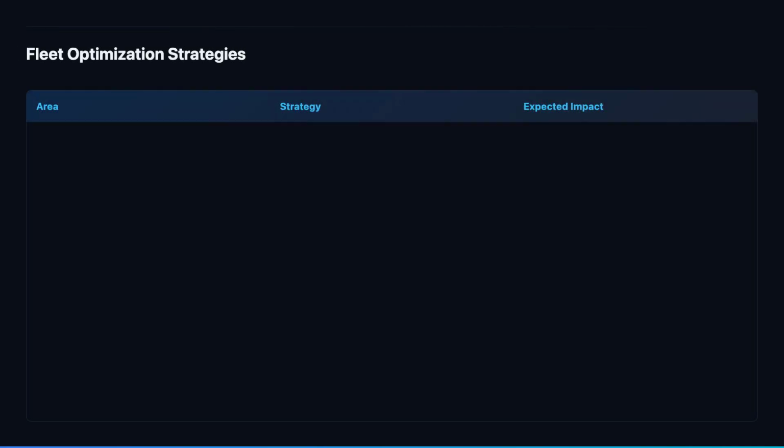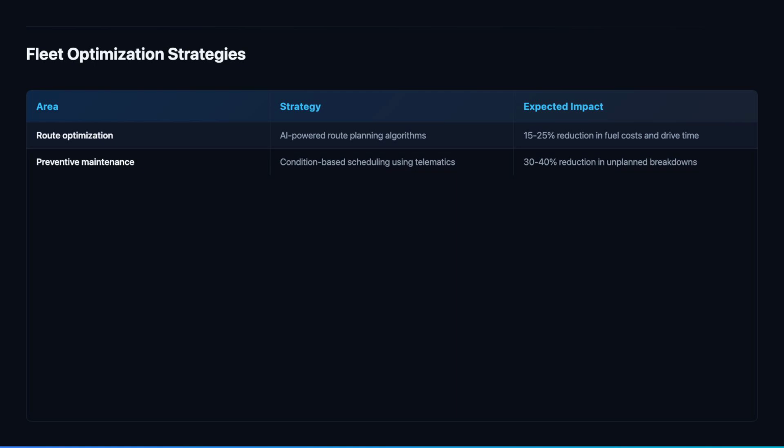These proven strategies address the major cost and efficiency levers in fleet operations. Optimized routing reduces fuel consumption, improves delivery times, and decreases wear on vehicles. Moving from time-based to condition-based maintenance prevents breakdowns while avoiding unnecessary service visits.